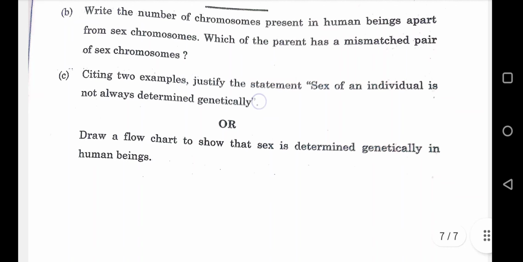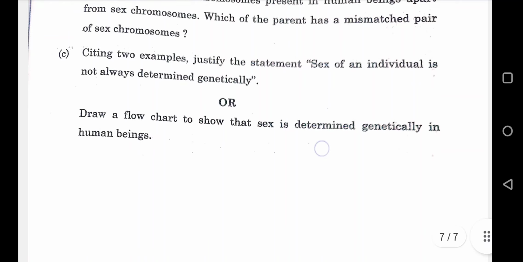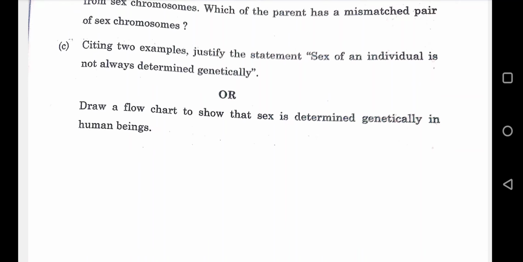Father. Citing two examples, justify the statement that the sex of an individual is not always determined genetically. Snail is one example: snails can change their sex, so their sex is not genetically determined. Another example is the turtle, in which, while in the egg, the sex changes according to temperature, and lizard is also an example. Therefore they are not genetic. Then draw a flowchart to show that sex is determined genetically in human beings.